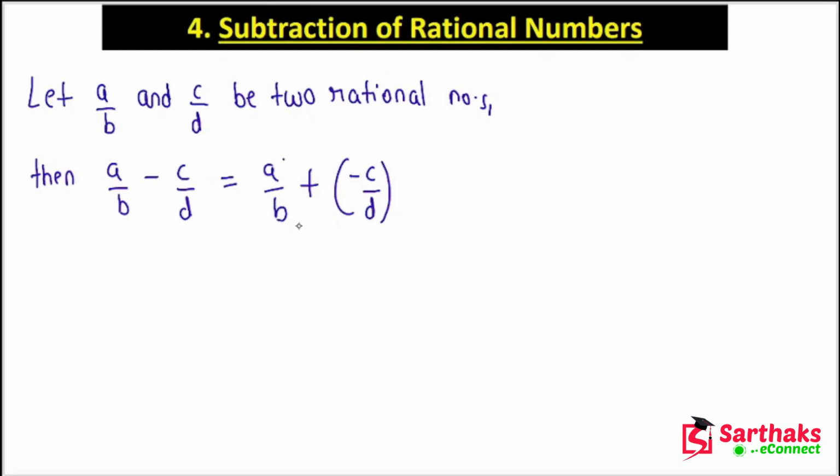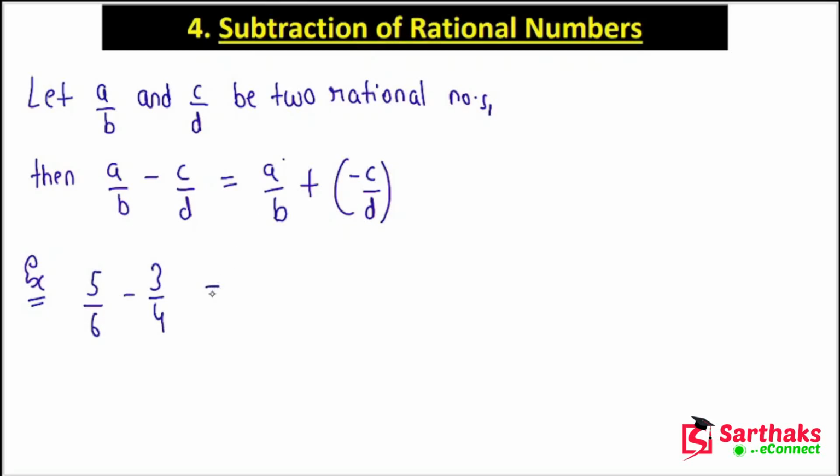to a by b. So if you have to subtract two numbers, you don't have to do anything. You just have to add negative of the another number to the first number. Let us take an example to understand this method better. Let us subtract 3 by 4 from 5 by 6.